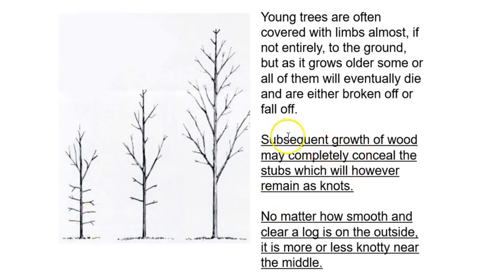And then it points out here, importantly, subsequent growth of wood may completely conceal the stubs. However, the knots do remain. So no matter how smooth and clear a log is on the outside, it's more or less knotty inside. So this tree, although it has a clean appearance on the outside, there were branches originally, and so there are knots, in fact, behind what might appear to be a clear log.